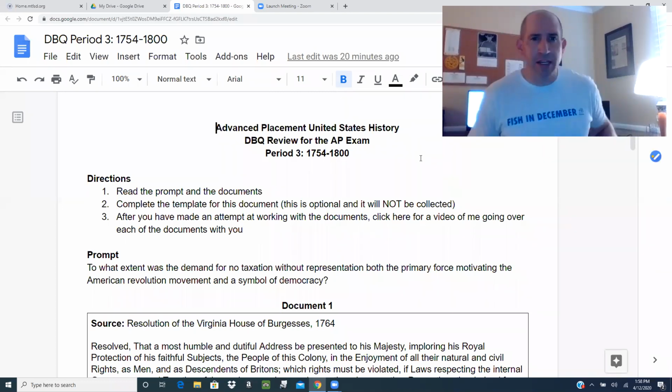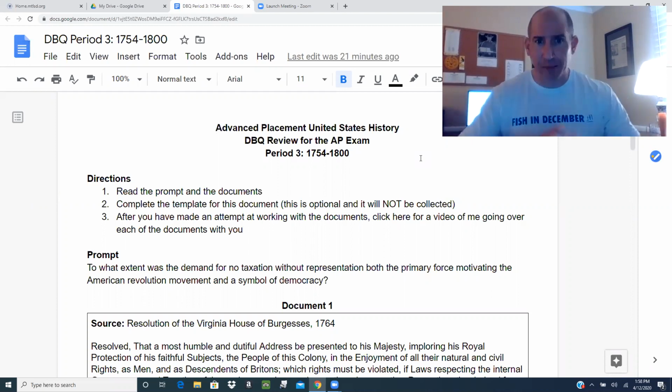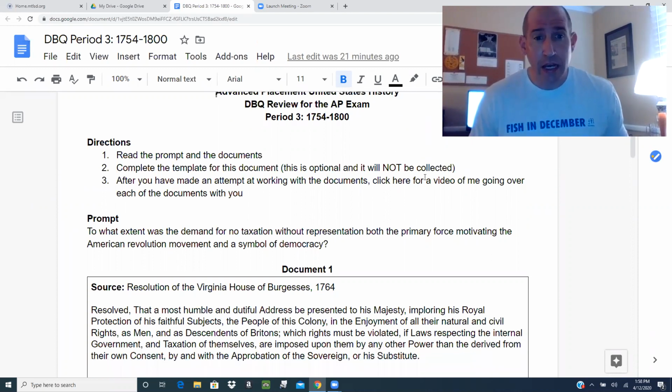Okay, DBQ, practice DBQ number one. And again, remember when you take the actual DBQ, it's going to be something that covers a larger period. But these are still good for you to do to practice working with documents, whether you wrote all of the stuff out or you just thought about it. So the prompt is, to what extent was the demand for no taxation without representation both the primary force motivating the American Revolution and a symbol of democracy?